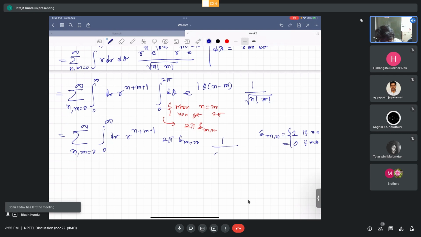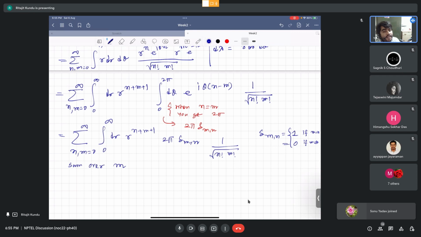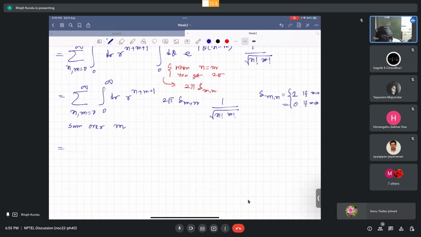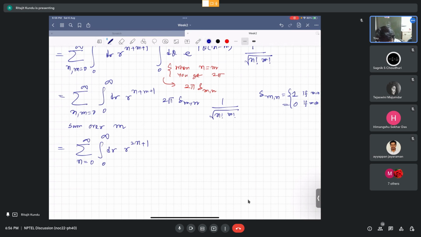I have missed these factorials, n factorial, m factorial. So let's sum over m. If you sum over m, there is only one term. When m is equal to n, that term contributes to the summation because of the Kronecker delta. Now the summation is only from 0 to infinity, and there is the r integration which we are yet to do. So r to the power n plus m, we just write it as 2n plus 1. And there is our 2 pi, and there is 1 by n factorial.